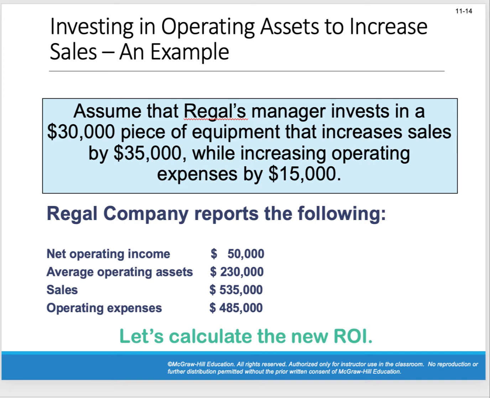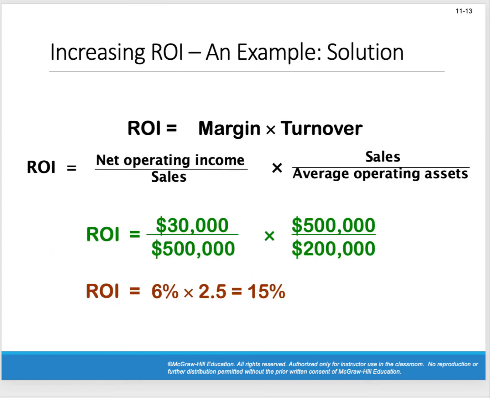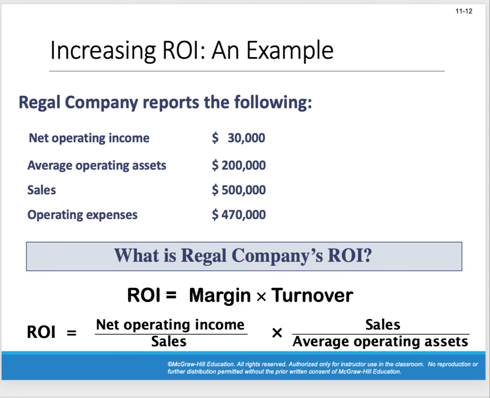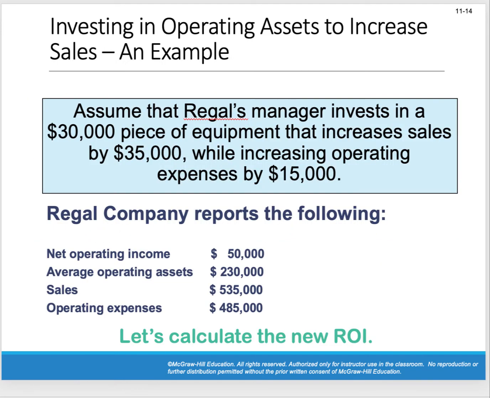So let's think about this. Here's what Regal has. Here's what they reported. They have net operating income of $50,000, average operating assets of $230,000, sales of $535,000, and operating expenses are $485,000. Now, these numbers are the same as the numbers before, right? Let's go back. They're the same exact. Oh, nope.